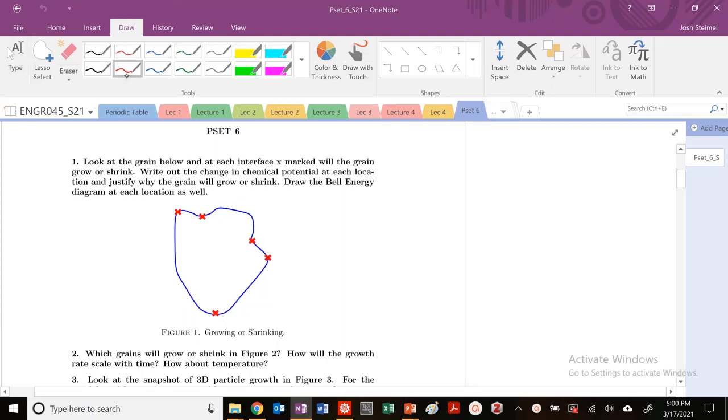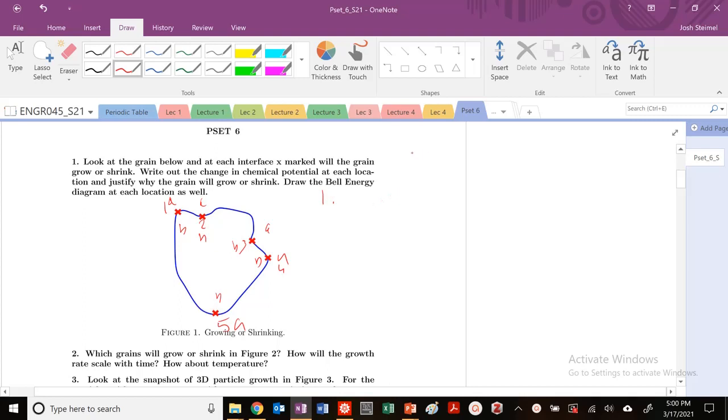Everyone, let's go ahead and solve this problem. Let's look at the grain below. At each interface marked X, how will the grain grow or shrink? Let's start to mark these. I'm going to mark this as 1, 2, 3, 4, 5. All the ones that are outside, I'm going to call A, and the inside ones B, B, B, B.